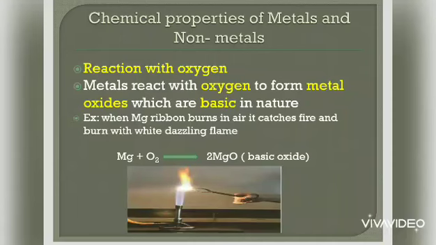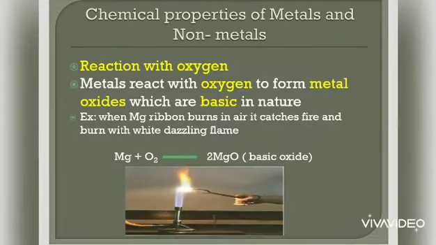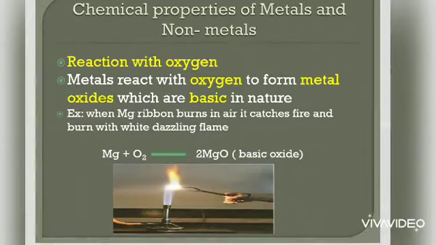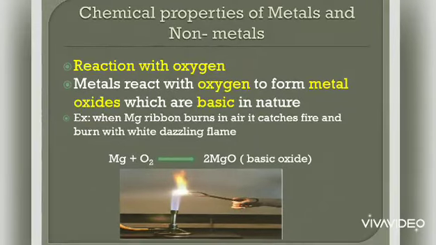So let's start. The first chemical reaction is the reaction of metals with oxygen. Metals readily react with oxygen to form metal oxides, and these metal oxides are basic in nature. Basic in nature means they have a pH value above 7. We can take the example of magnesium ribbon. When we burn it in air, it catches fire and burns with a white dazzling flame. You can see in the picture, the man is burning magnesium ribbon and it produces a white dazzling flame.